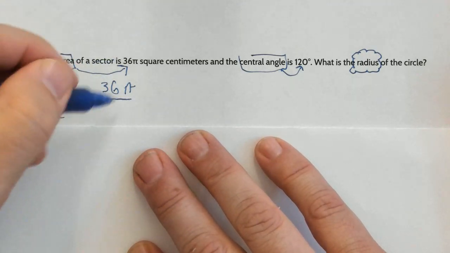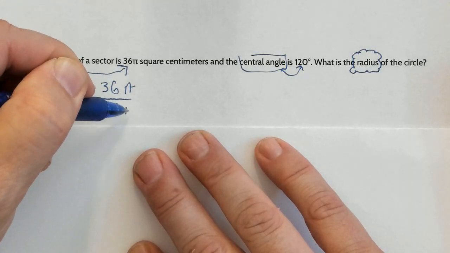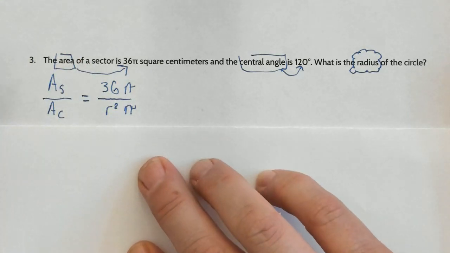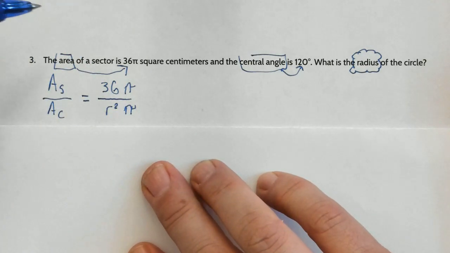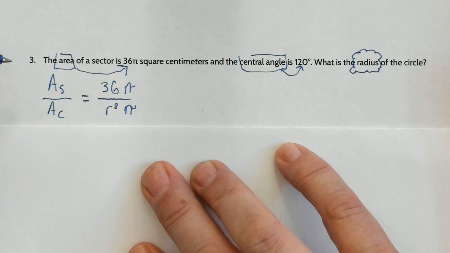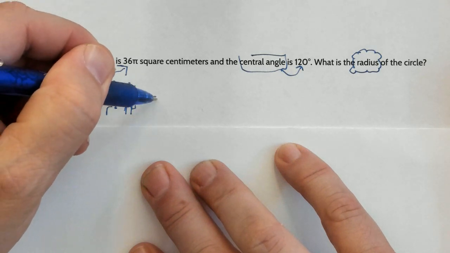So the area formula for a circle is going to be radius squared times pi. Now all circles are similar, so we can use that relationship and property to set these proportions equal to one another.